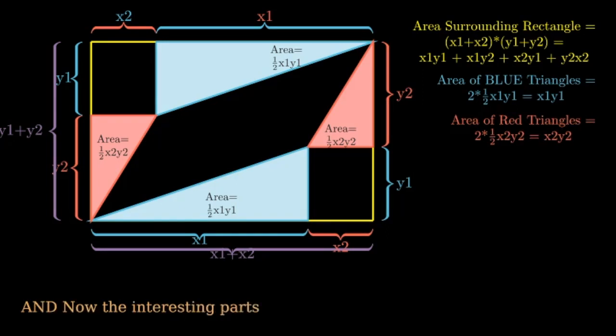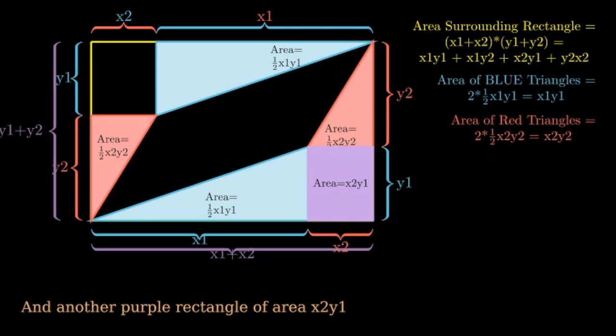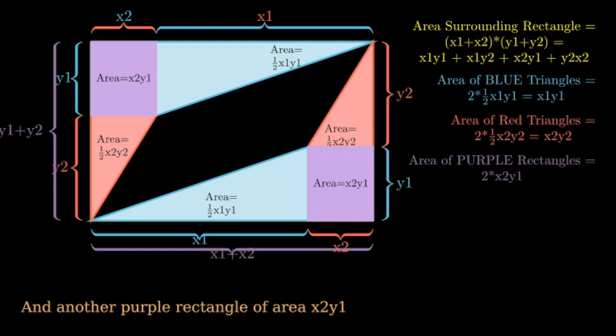Now comes the interesting part. We have one purple rectangle of area x2 y1. This area depends on both vector 1, which gives us the y1 coordinate, and vector 2, which gives us the x2 coordinate, and this is at the heart of our mystery. And we have another such purple rectangle of area x2 y1. So the area of the purple rectangles is 2 times x2 y1.